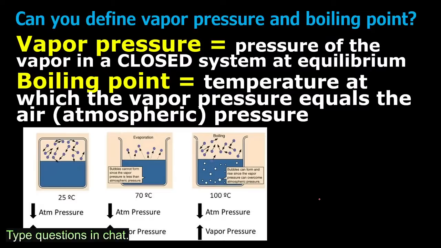So up high, there's less air pressure or atmospheric pressure. And down low, there is more air pressure or atmospheric pressure. So things are going to boil much faster with the same amount of heat applied at the top of a mountain versus at the bottom.